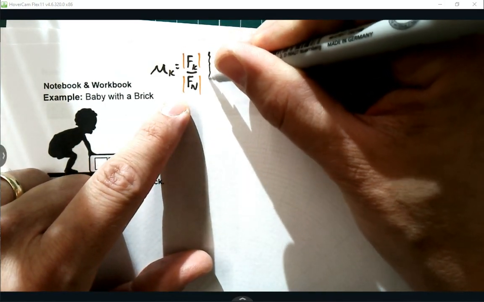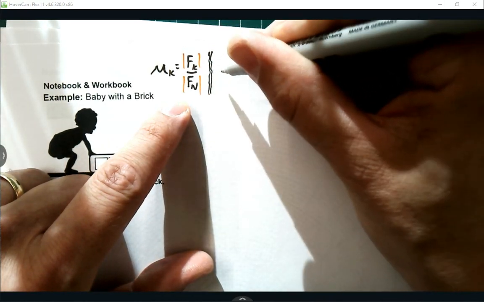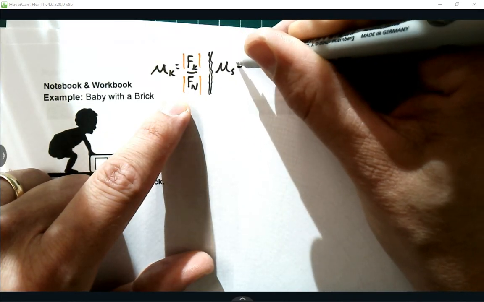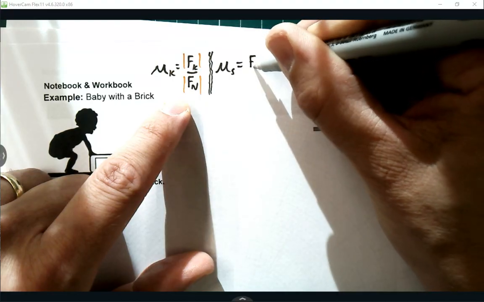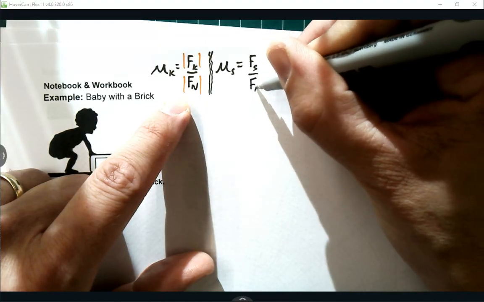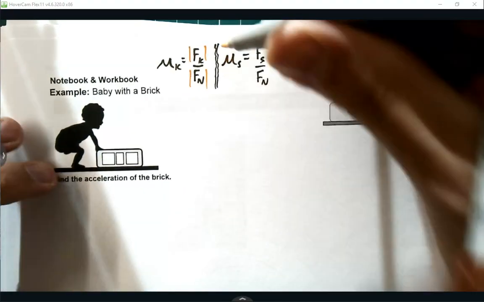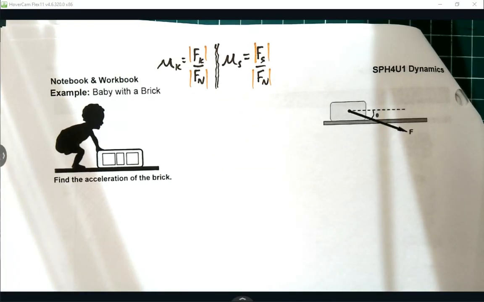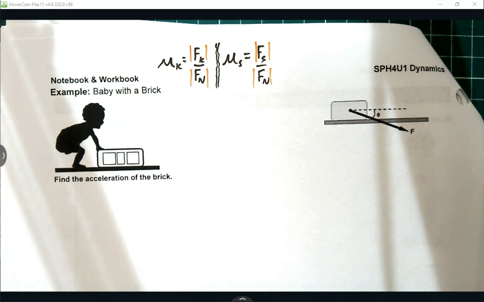And when things don't slide, we talk about the static friction, that friction that keeps things locked in place, or locked from sliding at least, Fs over F normal. And again, if we're being real purists about this, we should have absolute values on those guys as well.